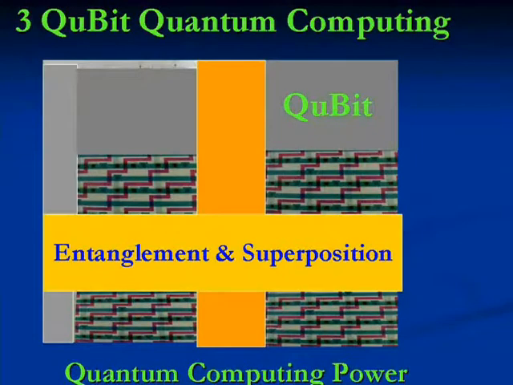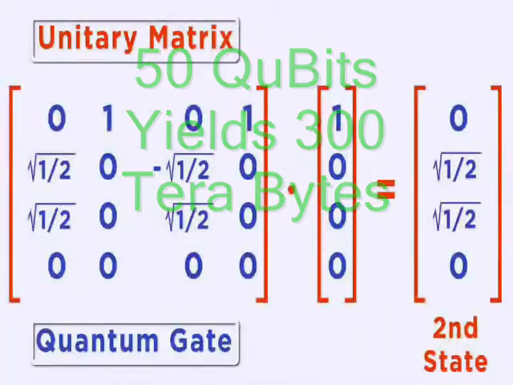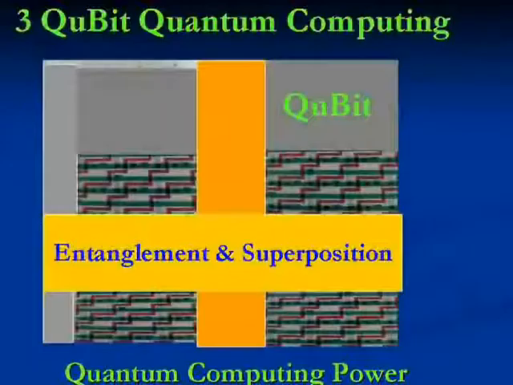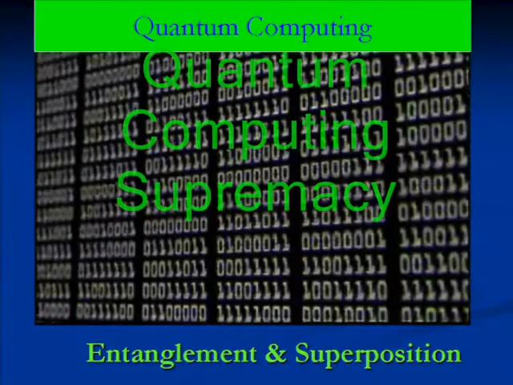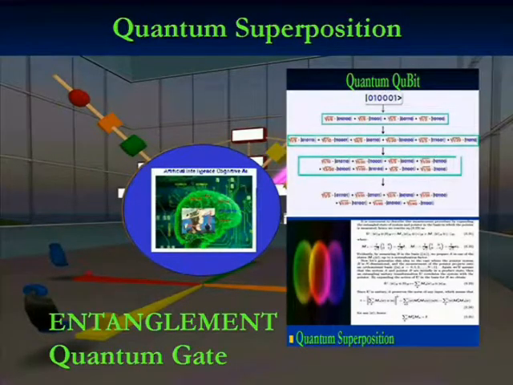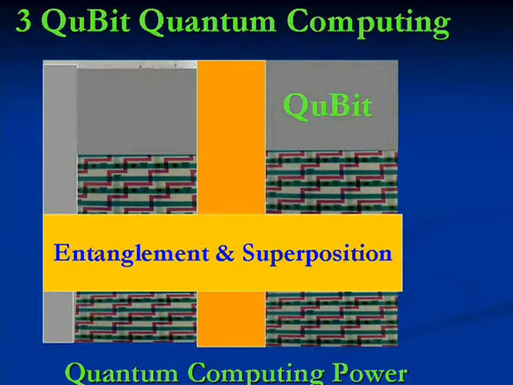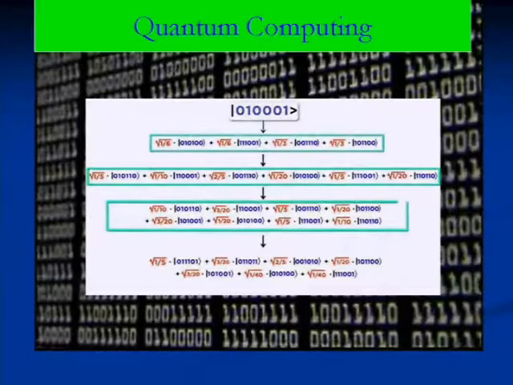A 30 qubit quantum computer runs as many options as the ones stored in 134 megabytes. And scaling the quantum computer to 50 qubits, we're talking about 300 terabytes of information. So we're reaching quantum supremacy, and it is totally amazing, with a phenomenal computation capability.